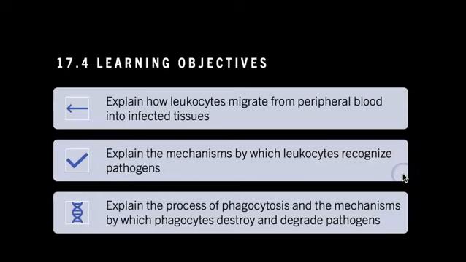Now within this section, our learning objectives are to explain how leukocytes migrate from our peripheral blood into infected tissues, explain the mechanisms by which leukocytes recognize pathogens, and explain the process of phagocytosis and the mechanisms by which the phagocytes destroy and degrade pathogens.